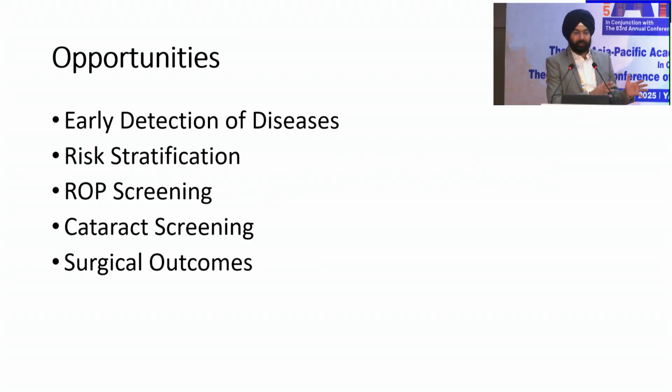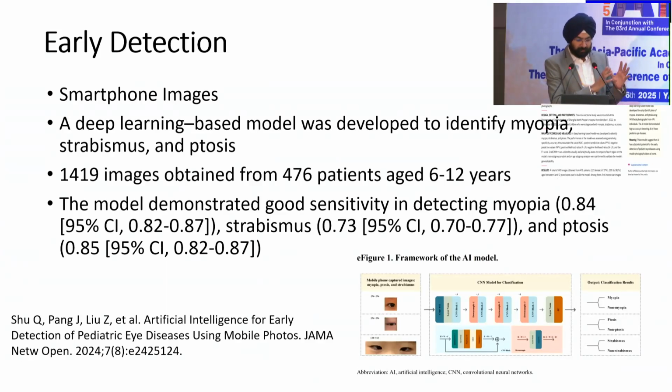In pediatric ophthalmology, it is being used. The opportunities are to detect diseases early, to screen, to classify, risk stratify, and look at therapeutic outcomes. This is pretty much what is done for all other specialties too, but here it is being done in certain specific diseases or conditions. In early detection, I'm just showing you some representative papers that have come out. This is looking at detection of myopia, strabismus, and ptosis based on external photographs, and this was done in the Oriental population.